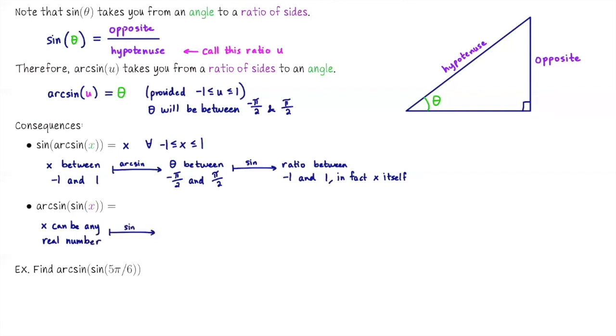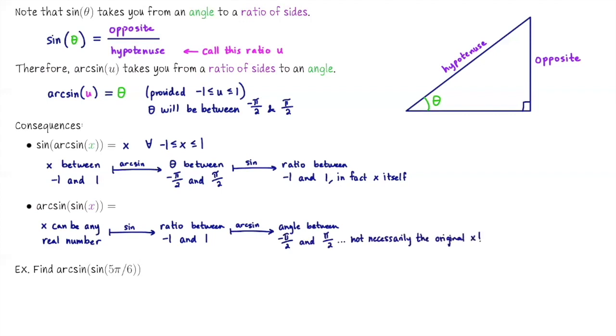We plug it into the sine function, and what we get is a ratio between -1 and 1. So then we're doing arcsine of a number between -1 and 1. If we plug that ratio into the arcsine function, we're not necessarily going to get back the random number x that we started with. Instead, we're going to get back an angle between -pi/2 and pi/2, which is not necessarily the original x. It would be x if x was between -pi/2 and pi/2.